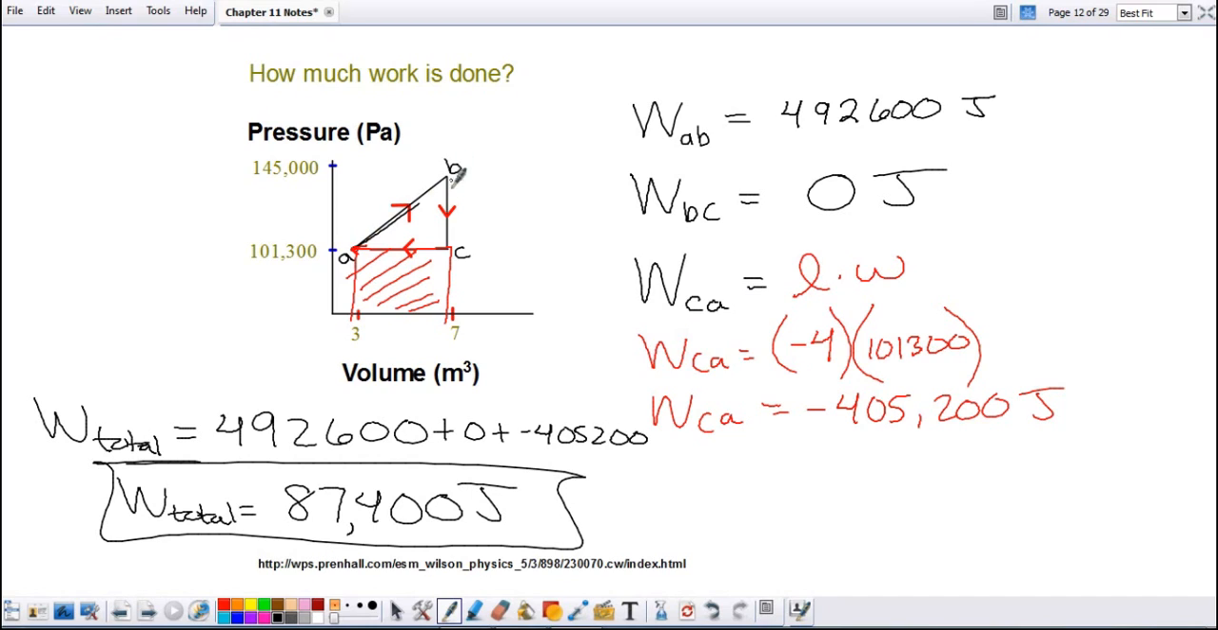Okay, if you have a process that's kind of cyclic and it's clockwise, you're going to get a positive amount of work done. If it would have happened to be counterclockwise, we would have gotten a negative amount of work done. So if it goes clockwise, we're going to have a positive amount of work done, and similarly, if it goes counterclockwise, a negative amount of work done.